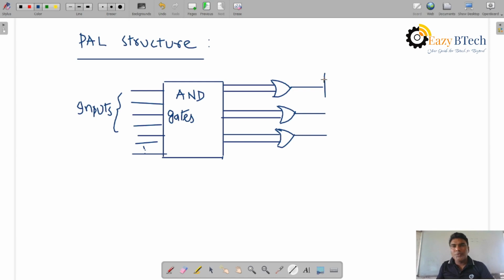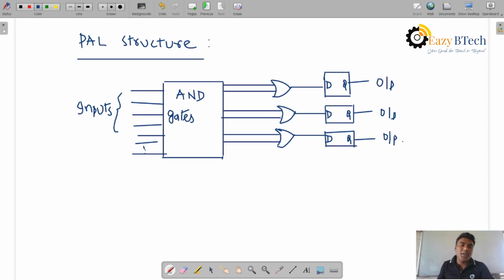We can add other input and output gates, flip-flops, multiplexers, and XOR gates externally. This is a D flip-flop. The OR gate output goes to the D flip-flop, which is a storage device, and the final outputs can be taken from it. So the AND gate is programmable.